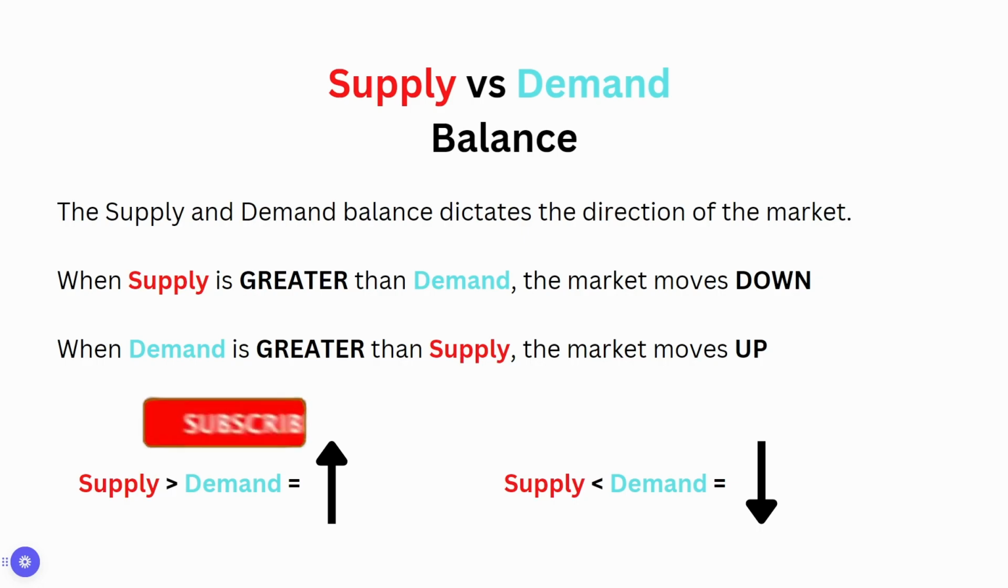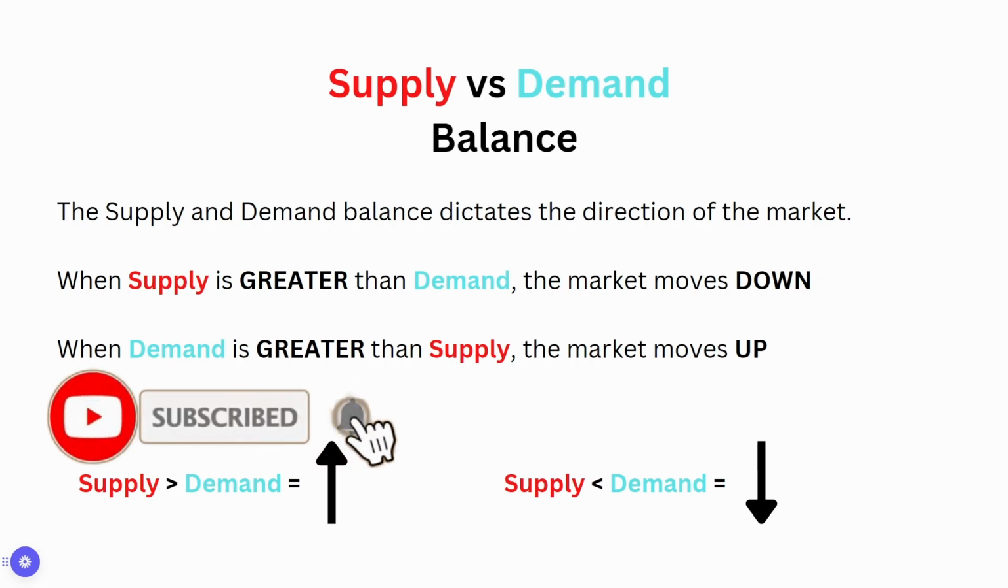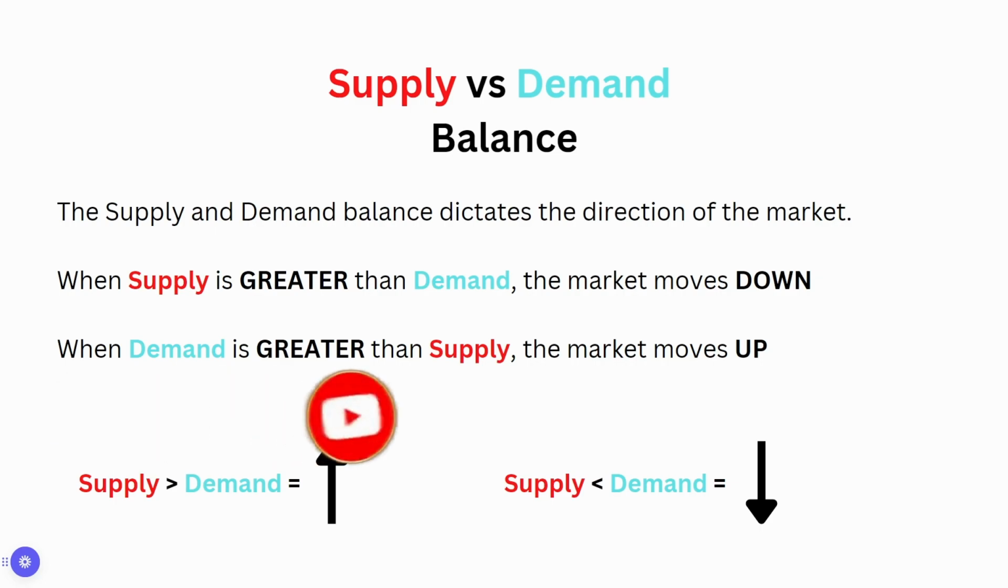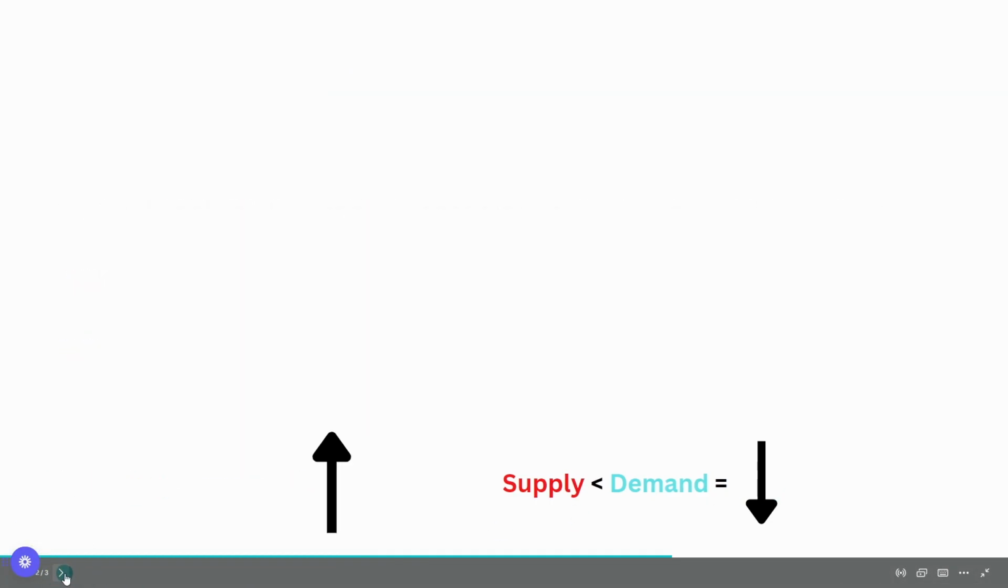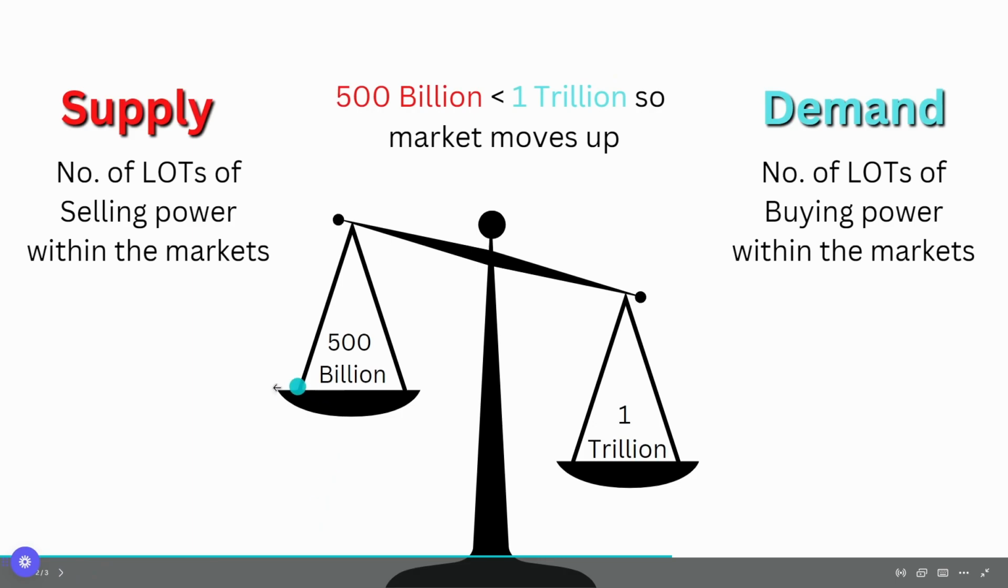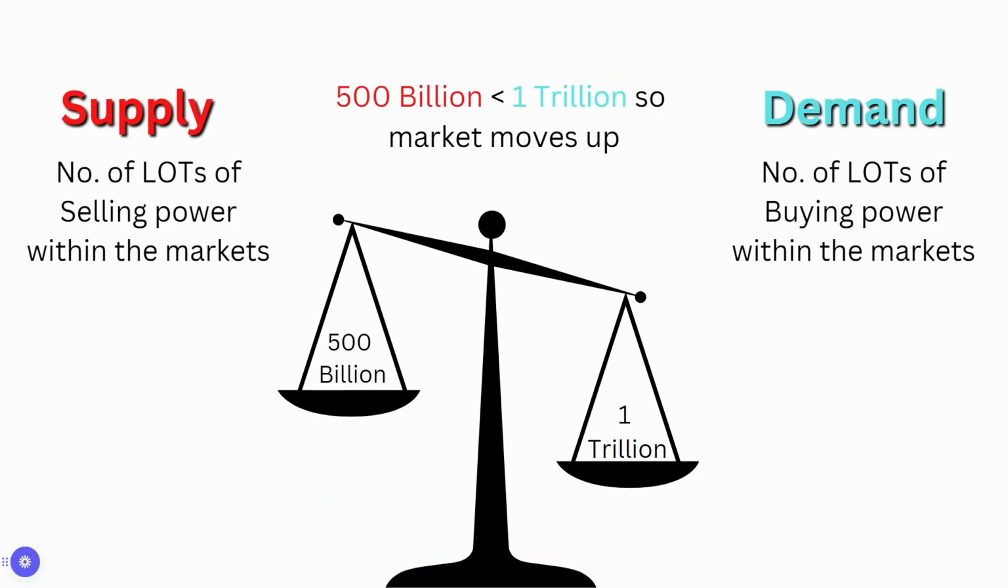So when demand is dominant, that's when we see bullish structure or the market moving up. So we see at the bottom here, supply greater than demand, market moves up. Supply less than demand, market moves down. So let's just go across there. I always use the example of the old school balancing scales that we use to measure things out. So this is going to represent the supply and the demand balance.